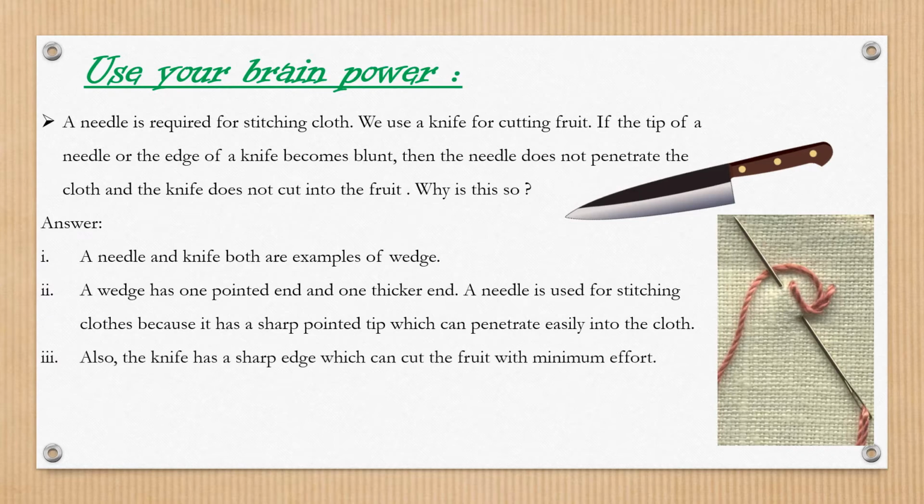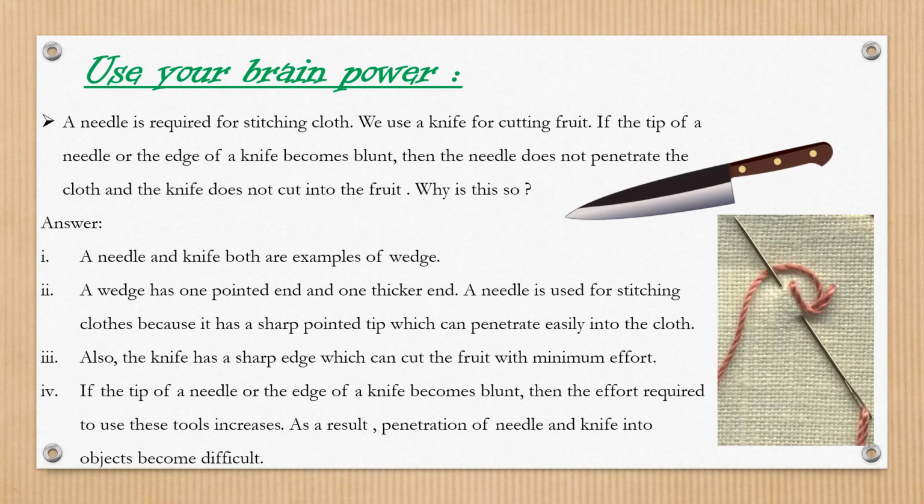Also, the knife has a sharp edge which can cut the fruit with minimum effort. And if the tip of a needle or the edge of a knife becomes blunt, then the effort required to use these tools increases. As a result, penetration of needle and knife into objects become difficult.